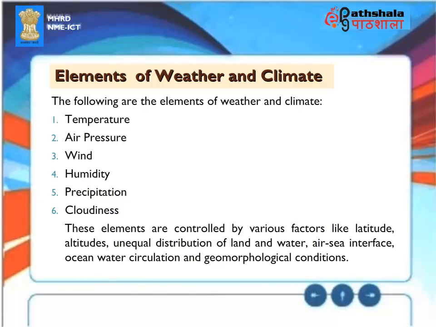Elements of weather and climate. The following are the elements of weather and climate: temperature, air pressure, wind, humidity, precipitation, cloudiness. These elements are controlled by various factors like latitude, altitude, unequal distribution of land and water, air-sea interface, ocean-water circulation, and geomorphological conditions.